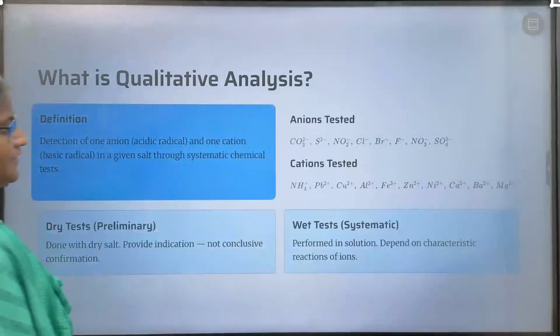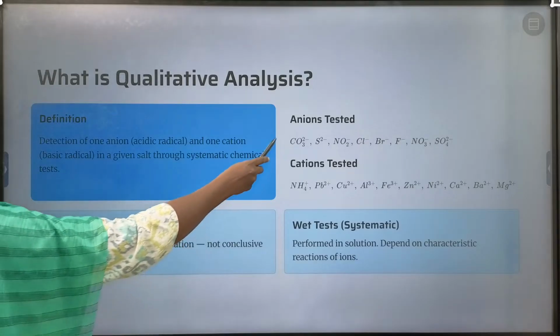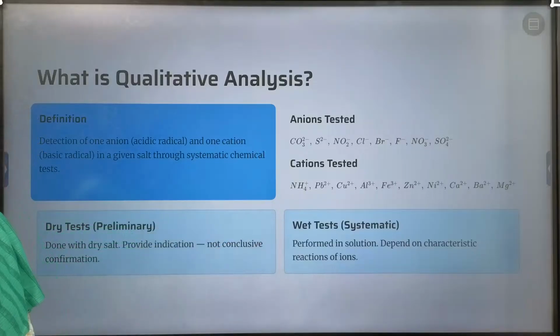So we will start with the qualitative analysis and the chronological order of the procedures. As I told you, it contains the preliminary test, the wet test, and the confirmatory test. In your examination and syllabus, we have these anions and cations to be tested. This is the syllabus given to you by NTA. Except for these ions, you don't have any other salt to be analyzed.